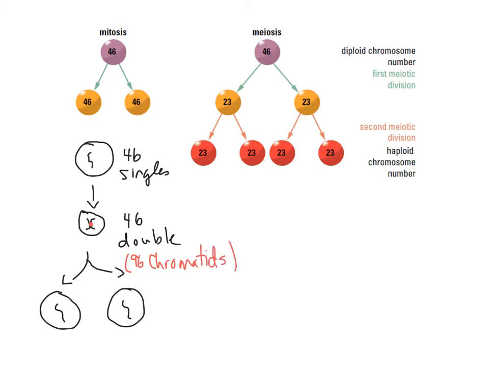Right? And so that will allow me to have 46 here and then 46 here, each of them being single, right? Because the 96 is going to divide by 2, and that's going to give me 46 chromatids in each cell, in each daughter cell. Now take a minute to digest that, because that's something in and of itself, before we move on to meiosis.